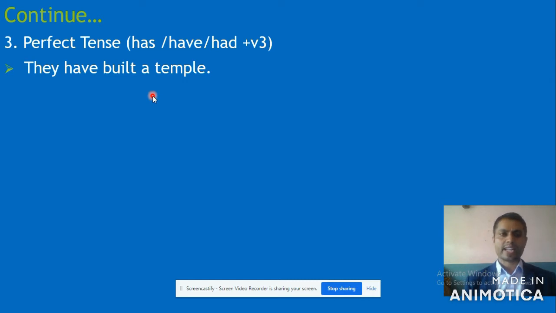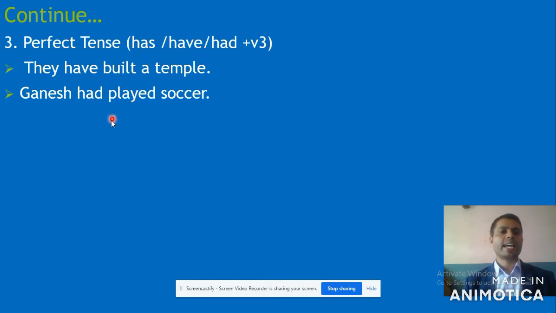Next one: Ganesh had played soccer. In this sentence, Ganesh is the subject, and had plus verb 3 is past perfect. Soccer is the object. Now look here: Niharika has invited me. Niharika is the subject, "has" is the auxiliary verb, and "invited" is the past participle, verb 3. "Me" is the object.